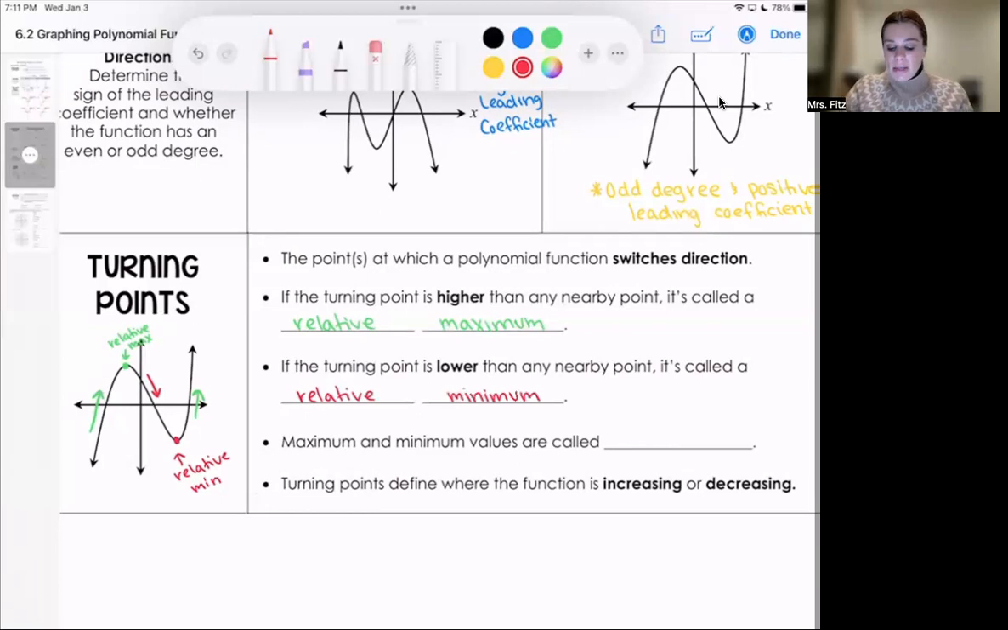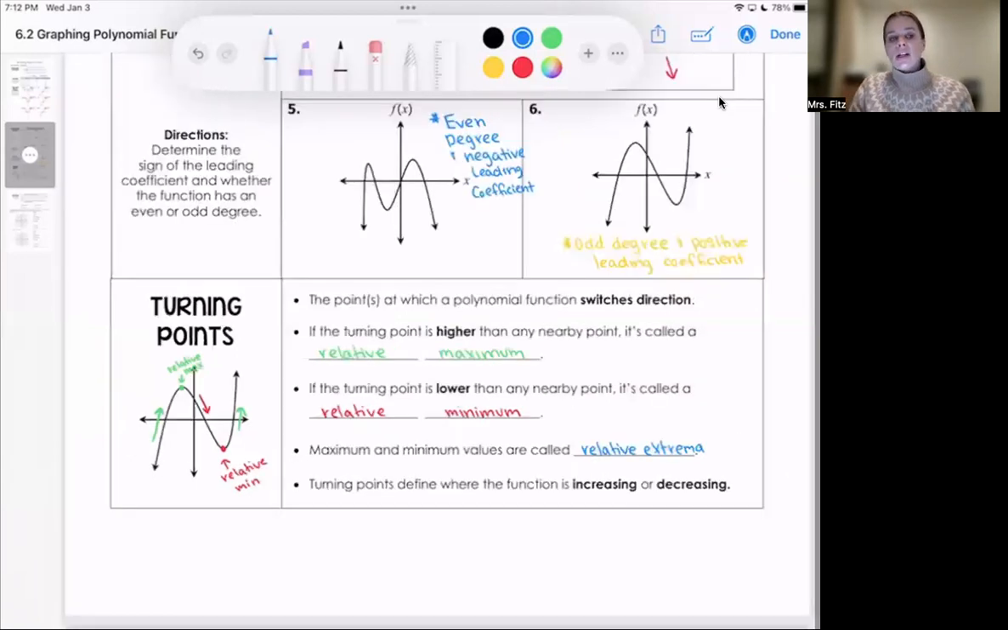The maximum and minimum values are called relative extrema. Turning points define where the function is increasing and decreasing, just like we kind of wrote down on our diagram.